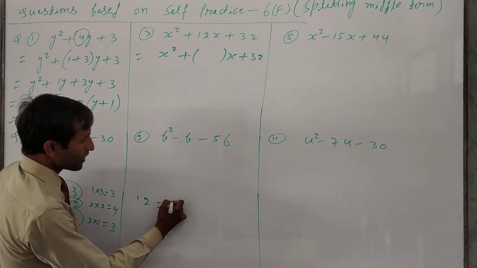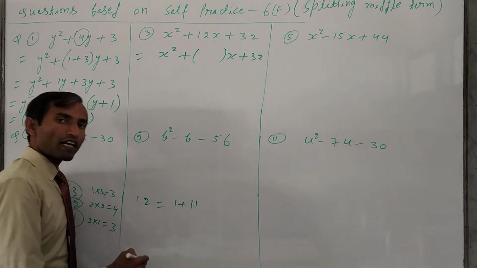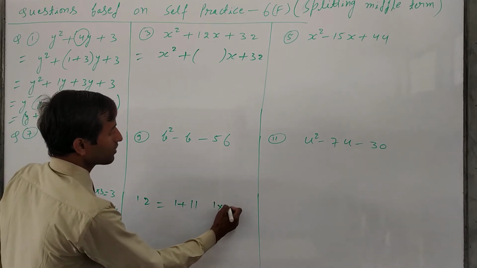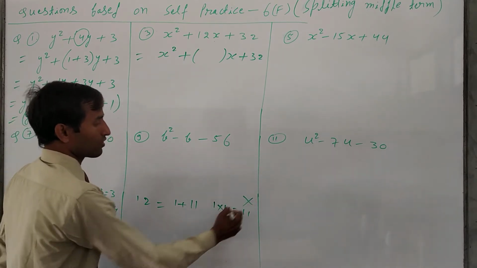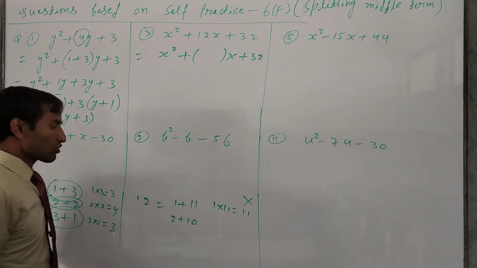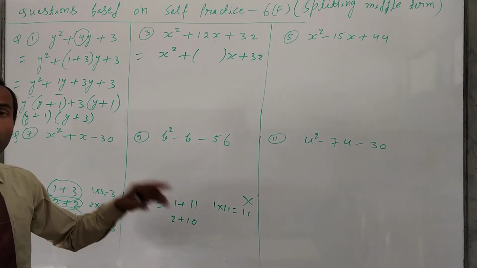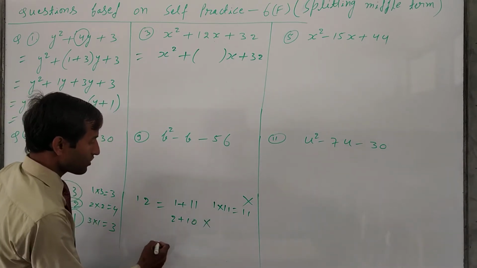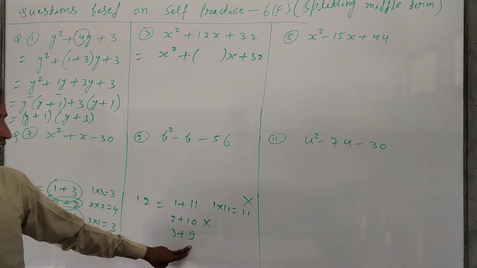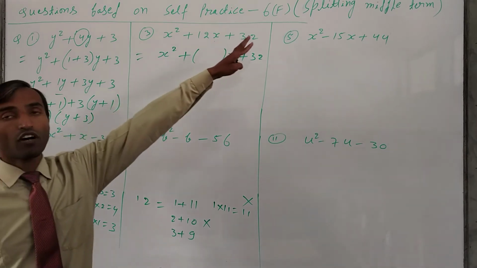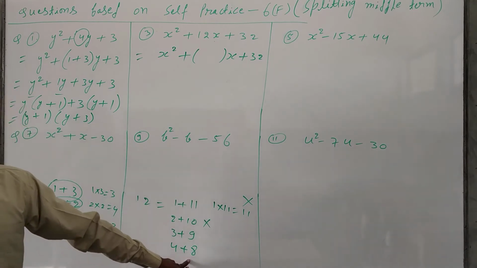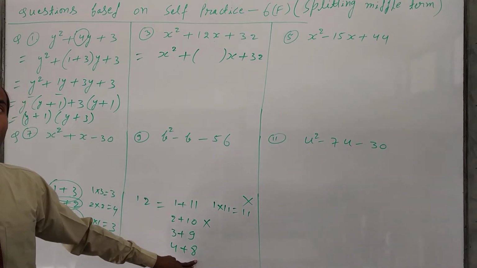Just see here, maybe we can write 1 plus 11. But if we multiply 1 into 11, it will come 11, so it is not correct for this. Now we can try 2 plus 10. Addition will be 12 only but multiplication will be 20, so that is also not beneficial. Then 3 plus 9: 3 plus 9 gives 12, and 3 into 9 gives 27, but we want 32. So we can do 4 plus 8. Just see here, 4 plus 8 comes 12, and after multiplication it comes 32 only.